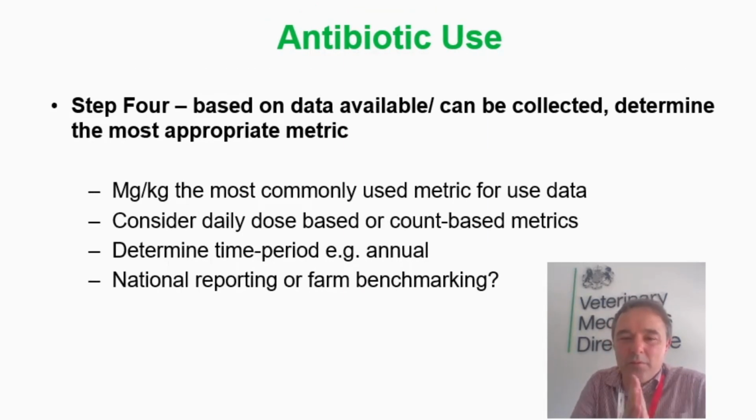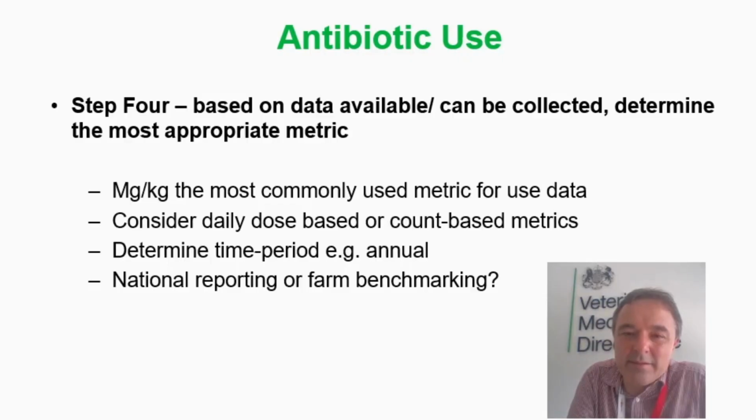So step 4, as with the sales data, is once you've got the data, or this probably should be determined in advance, what is the most appropriate metric? So what are you going to report in your benchmark report or in your national reports? One of the commonly used metrics is milligrams of active ingredient per kilogram of animals within that species or sector, and that's a very commonly used metric.